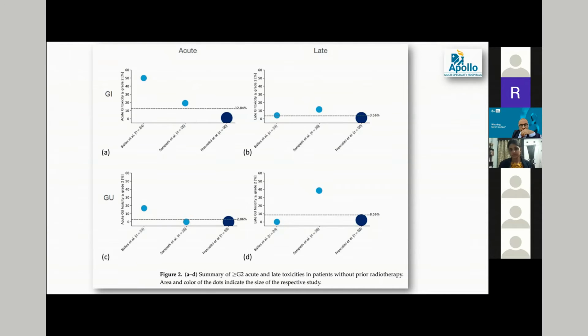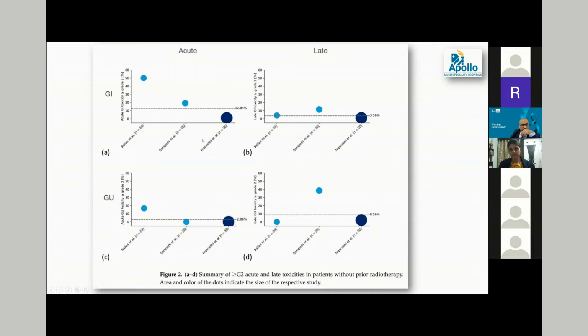The size of the sphere represents the number of the patients. So as you can see, the GI toxicity, these are the patients without prior radiotherapy, only RP followed by salvage SBRT. So these are the patients. As you can see, the biggest study, that is Francolini, that is the 90 patients.